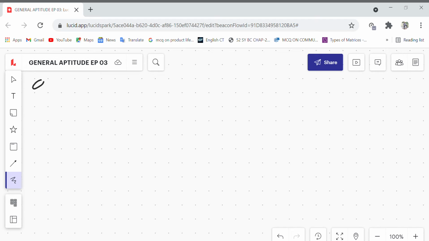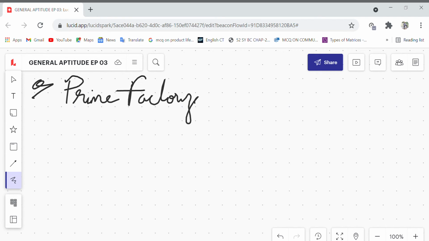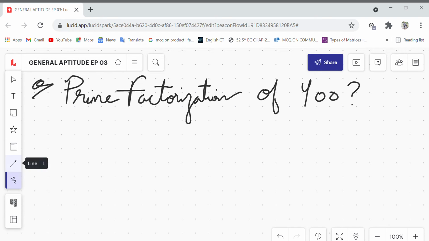So can anyone tell me the prime factorization of 400? Prime factorization of 400. So what's the prime factorization of 400? Let's do the factorization over here.